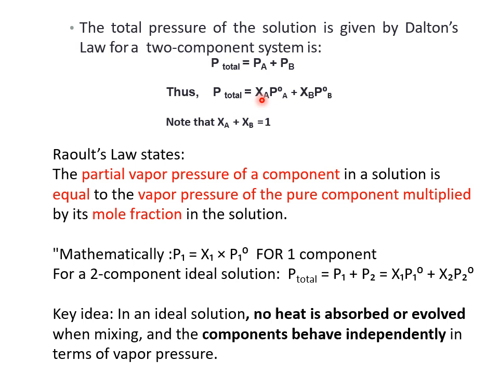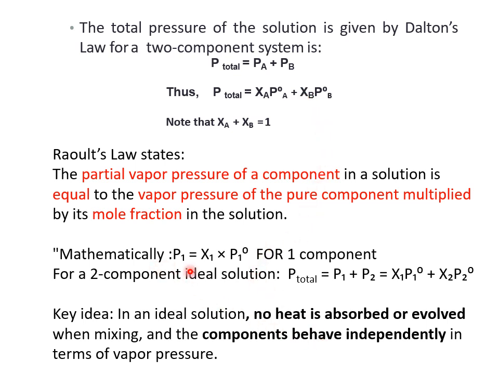Always take note that the mole fraction of A when we combine with the mole fraction of B is always equal to 1. Each mole fraction is less than 1, but when we combine them together, it becomes only 1. So we go back to Raoult's law. Raoult's law says that the partial pressure of a component is the vapor pressure of the pure component multiplied by its mole fraction. The same goes for B. If you have other components like C, D, E and so on, the same thing applies here.